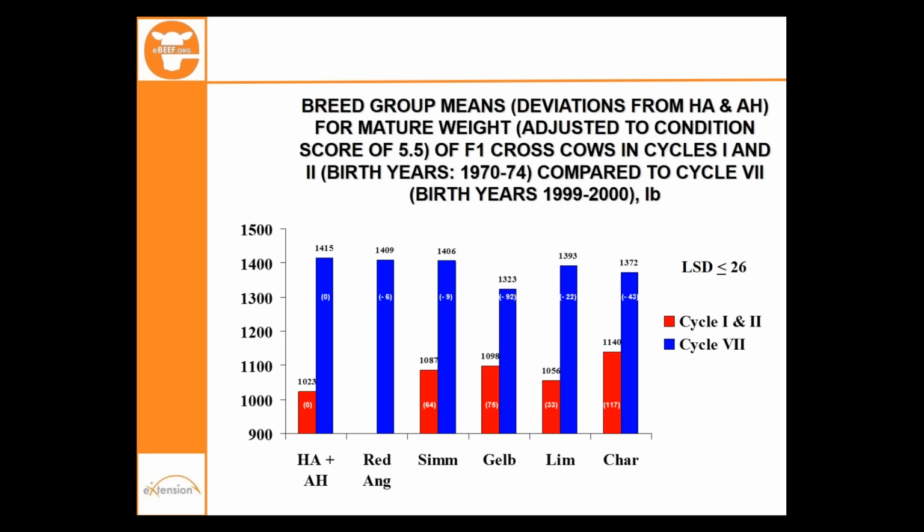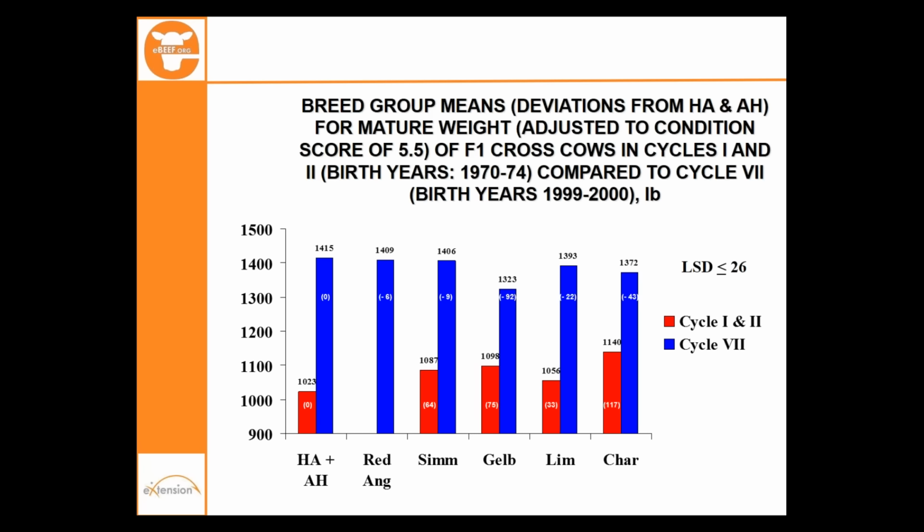That's illustrated again here in the changes we've observed in breeds. This is some data again from the Meat Animal Research Center, but over two different time eras. Cycle 1 and 2 data collected in the early 1970s, the initial part of the germplasm evaluation project, and then some later data collected in the late 1990s, early 2000s, so cycle 7 data.